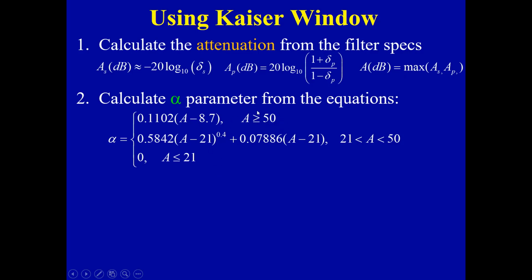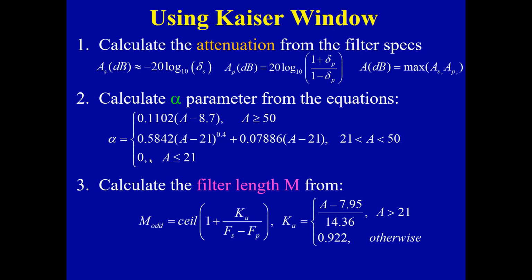If you're trying to get a lot of attenuation, then you're going to need to use this equation. For intermediate values of attenuation, we can use this better fit equation. And for fairly small values of attenuation needed, well, alpha equals 0, you're effectively using a rectangular window.